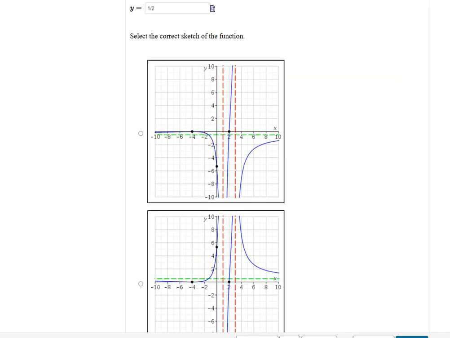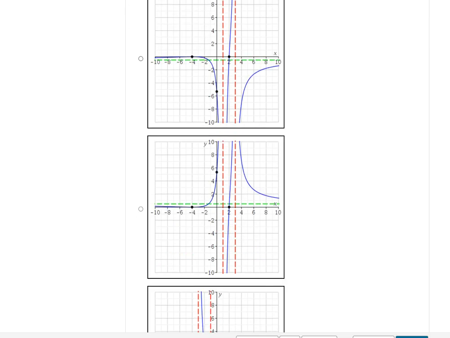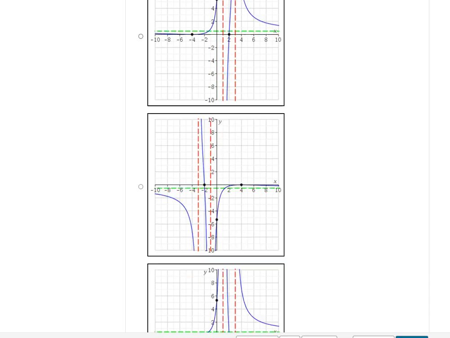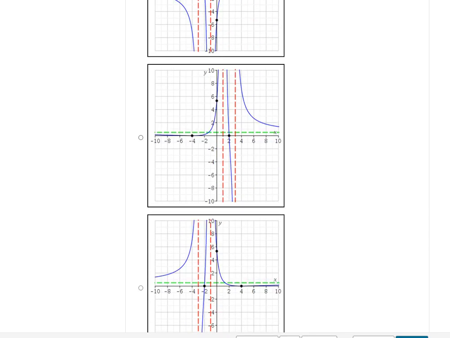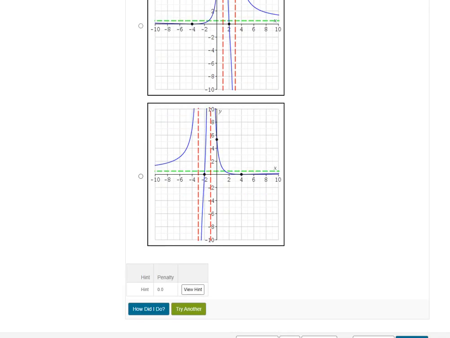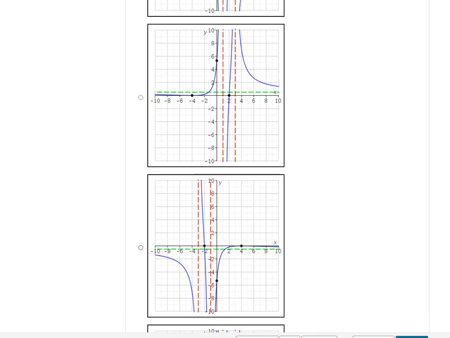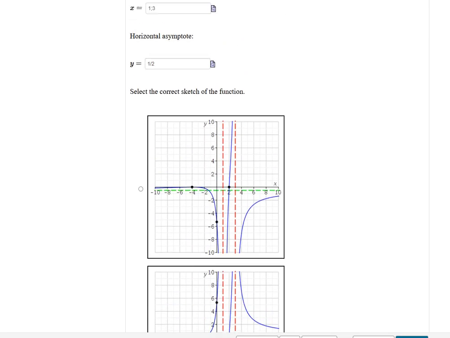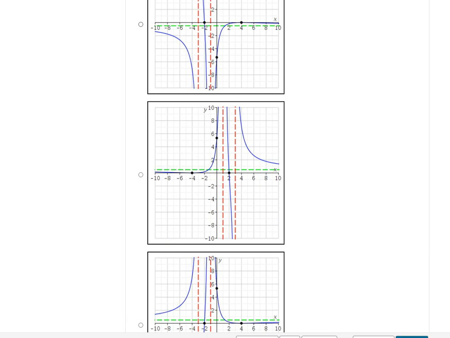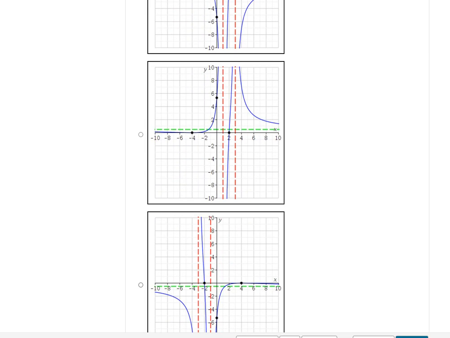0, 16 thirds on the y-axis. That one's crossing the y-axis at a negative something or other, so that's out. What is 16 thirds? 3 goes into 16, 5 and 1/3. That looks like it might be 5 and 1/3. That's out. That might be 5 and 1/3. That's out. Okay, so we're down to the fourth one and the second one. How many were there? 1, 2, 3, 4, 5. Okay. The second one and the fourth one.